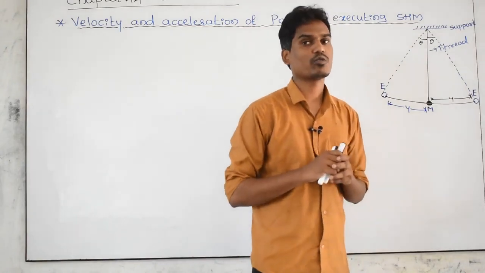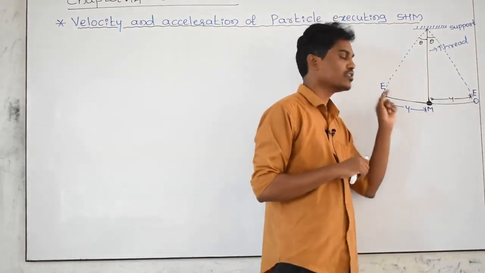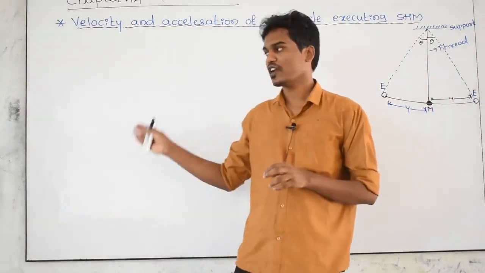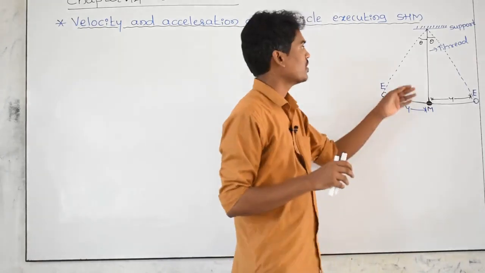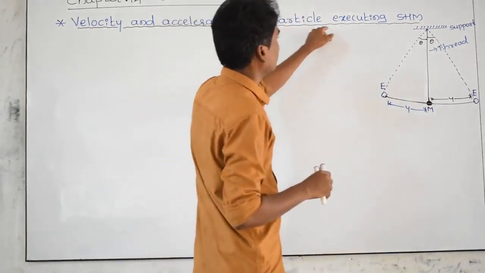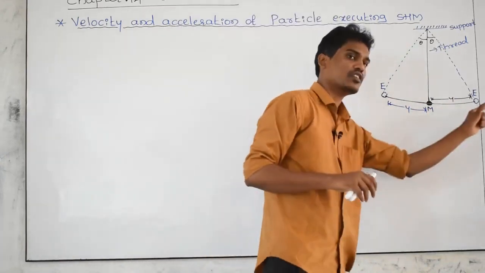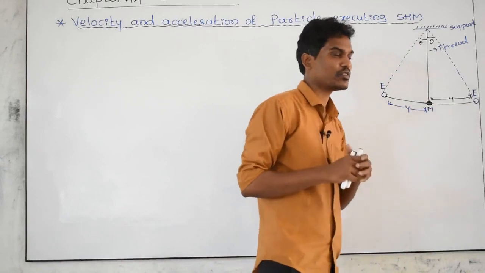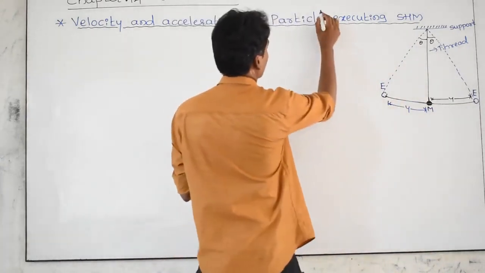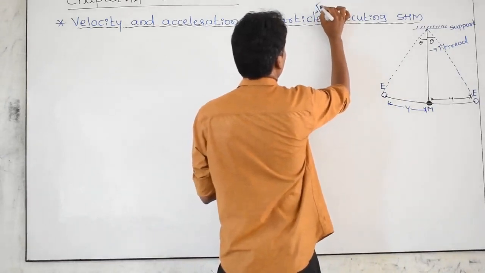In order to find out the velocity and acceleration of the body during simple harmonic motion, there is a formula. That formula we have to derive in this concept now. Take the example: the velocity and acceleration of a particle executing SHM. Executing means it is already in motion, and the particle is nothing but the object.